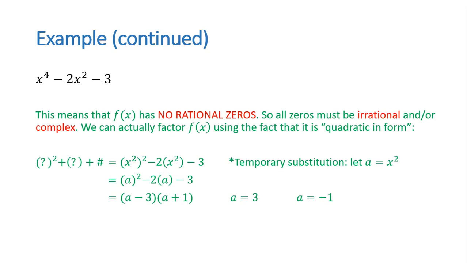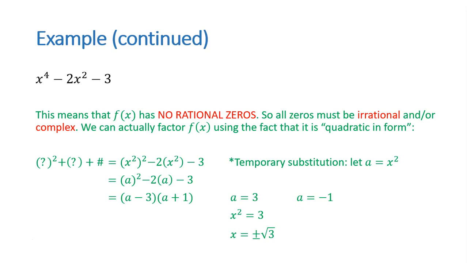A is equal to each of these, but what we want is x. We want to know what x is equal to. So we need to resubstitute that x squared in place of the a. So x squared is equal to 3 for our first solution. We take the square root of both sides, and we get x is equal to positive or negative square root of 3. So this gives us 2 irrational zeros.